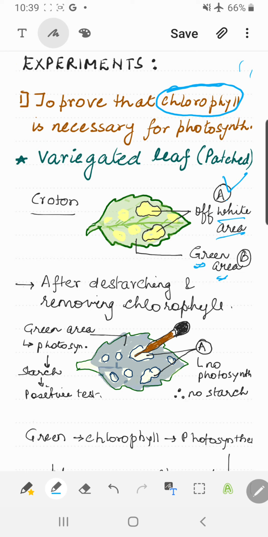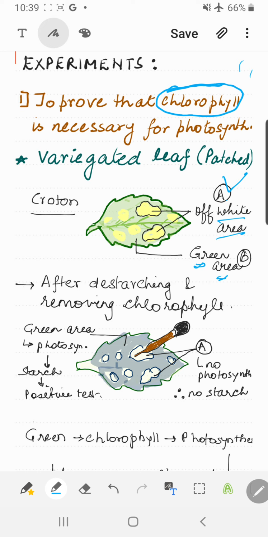Right now, this is just a leaf, but we are selecting the whole plant here. We don't pluck the leaf, right? We always keep the leaf intact, only then it will be showing photosynthesis, after destarching and removing chlorophyll. Now I believe that you understand how you would be destarching this plant so that the previously existing starch is not going to interfere with the freshly formed. You will be destarching it by keeping the plant in dark for 48 hours, right?